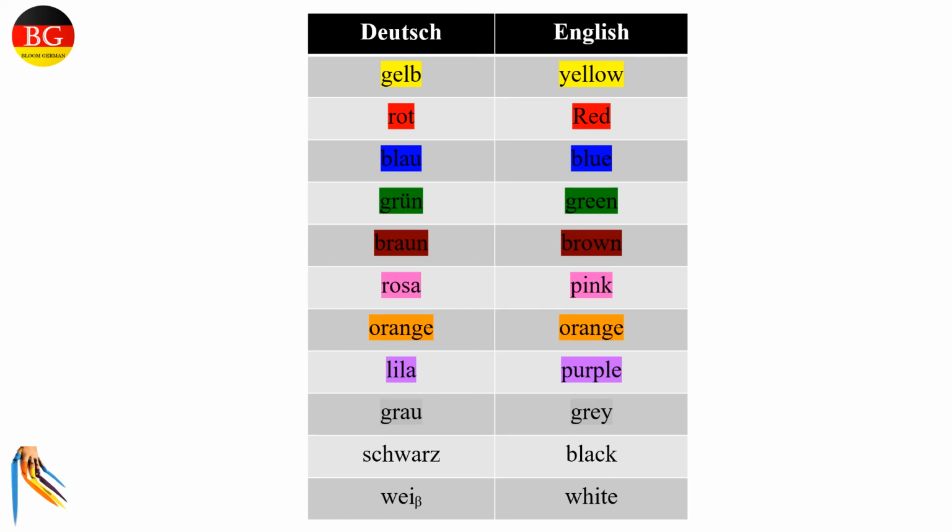So let's do revision one more time. Gelb, yellow. Rot, red. Blau, it's blue. Grün, it's green. Braun, it's brown. Rosa, it's pink. Orange, it's orange. Lila or violet, it's purple. Grau, it's gray. Schwarz, it's black. Weiß, it's white.